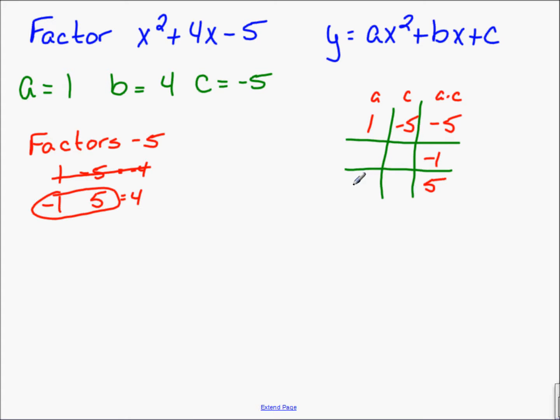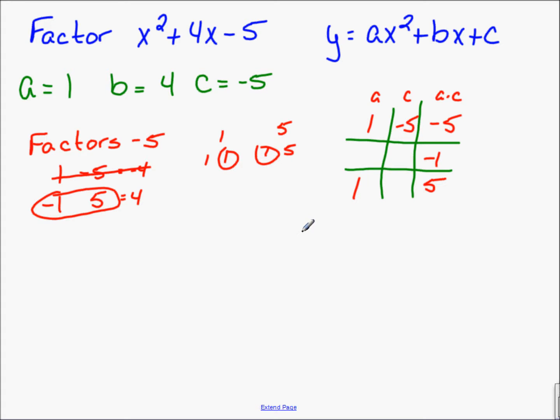Now the next box I'm going to go to is in this corner, the bottom left corner. And the way that I fill that box is this. I need to find the greatest common factor between 1 and 5. Now one of the things I can do is just list them. So for 1, there's 1 times 1. And for 5, it's 1 times 5. So the greatest common factor for these two terms is 1, and that goes here.